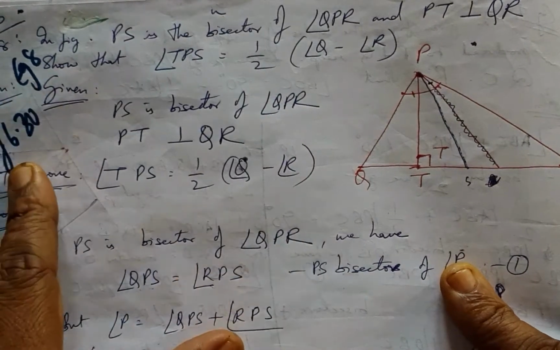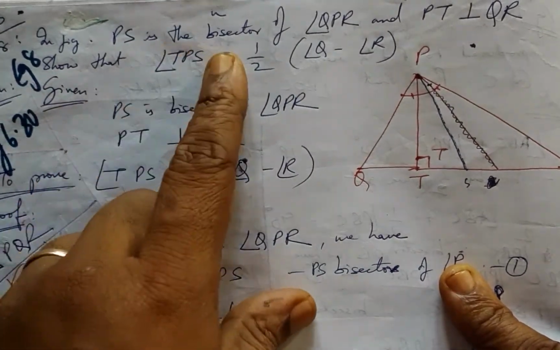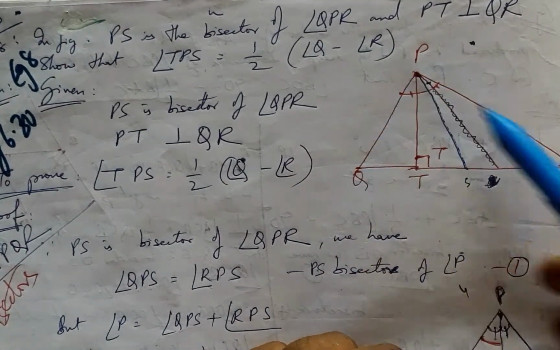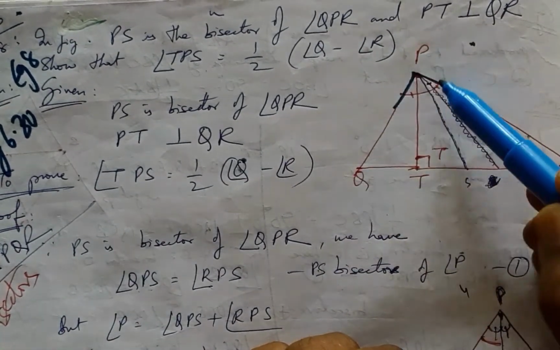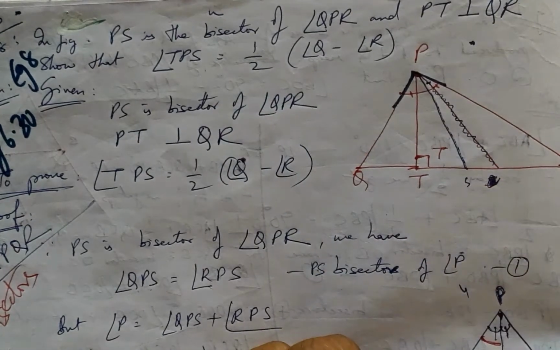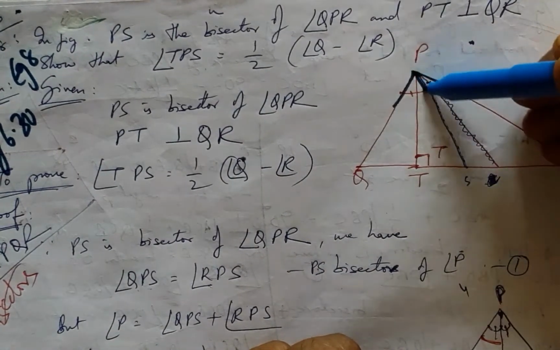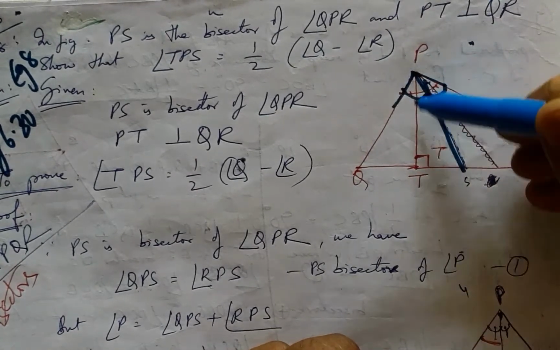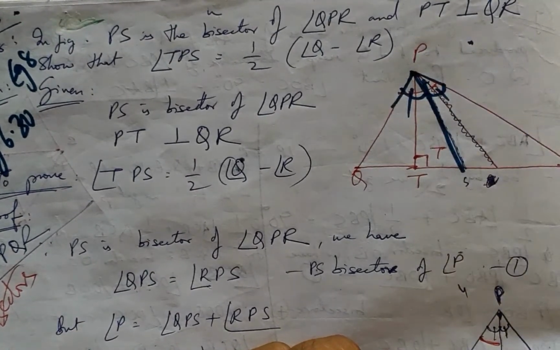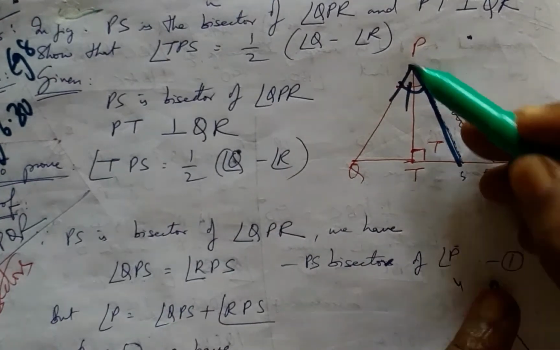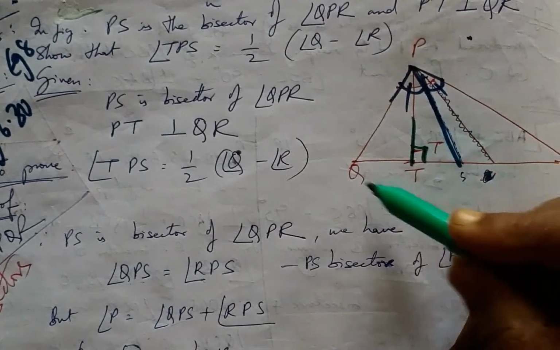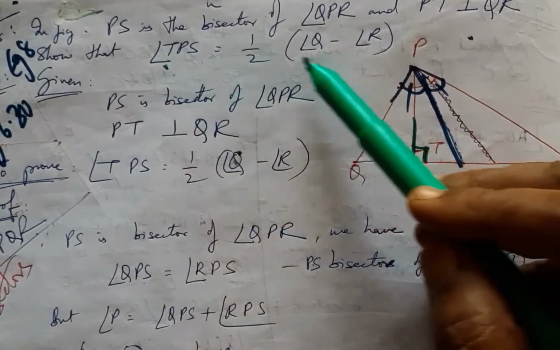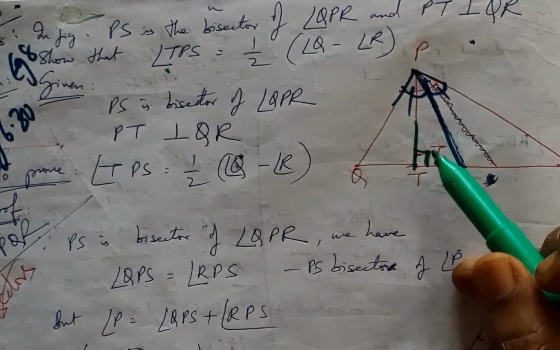Example 8, page 6.30. PS is the bisector of angle QPR. This happens to bisect, so this angle and this angle are equal. And PT is perpendicular to QR. Now we are supposed to prove that angle TPS is half of Q minus R.